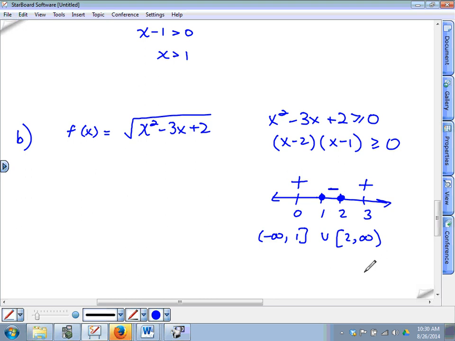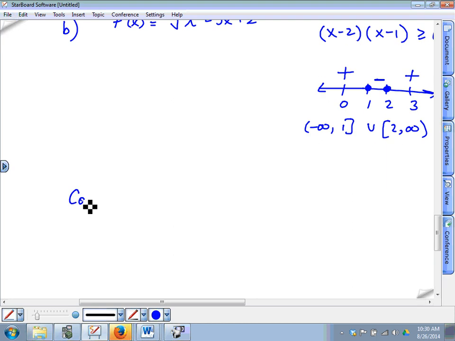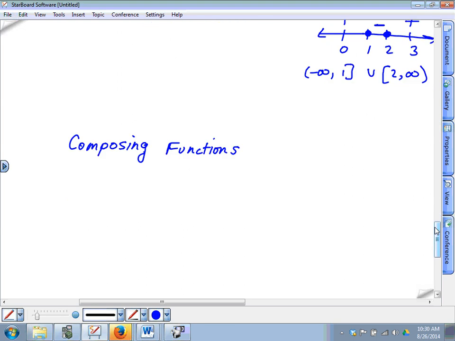Okay. You've got to get cracking here. Let's talk about composing. You've done a lot of this. All you have to do, I think, is see it once, and then the light bulb's going to go off. Composing functions.